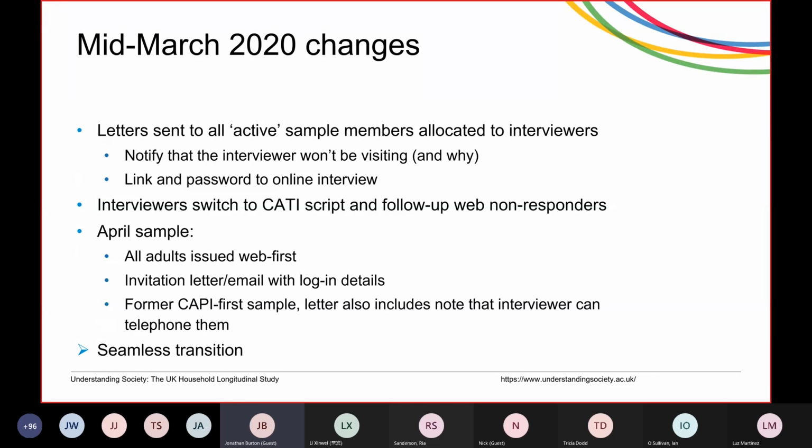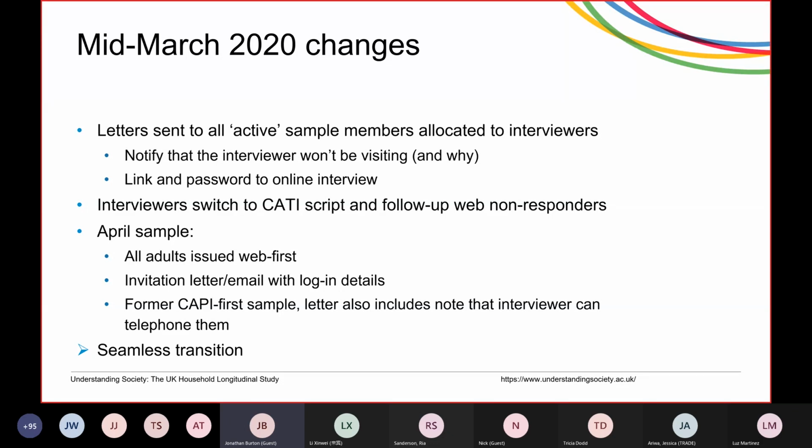So in mid-March 2020, when the face-to-face fieldwork was suspended, we could move quite swiftly to using these other modes. All of those sample members who were active at the time were allocated to interviewers. They got an additional letter sent to them, which had information about the interviewer not visiting and why that was. It included information about how they could log on and do their interview online. And interviewers, because we had this telephone mop-up, already had a telephone version of the script. And so pretty much the next day, they could switch to phoning and doing telephone interviews.